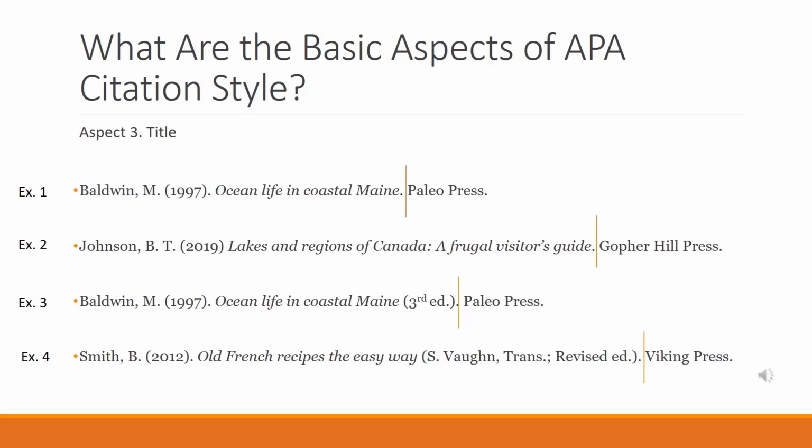Note how proper nouns such as Maine and Canada are capitalized, along with the first word of the title and subtitle. Edition information, if present, for example, revised edition, third edition, can be entered after the title but before the period following the title and in parentheses. Note example 3 on the slide. Other types of information can also appear in the same parentheses, better known as abbreviations or translators. See example 4 below.